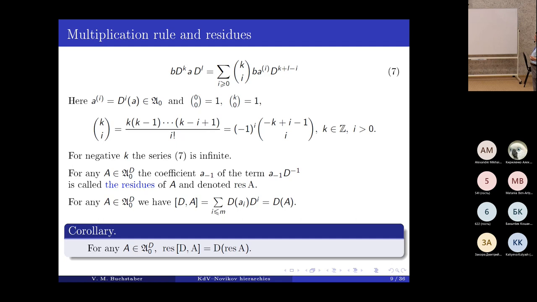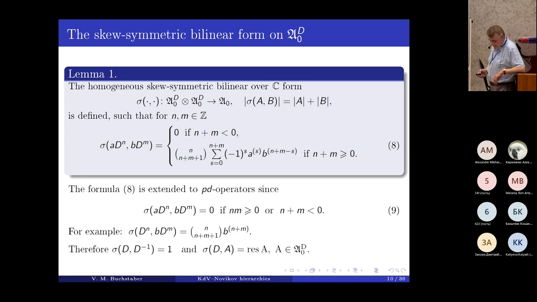Definition. For any pseudo-differential operator A, the coefficient a_-1 is the residue of A, denoted by res A. It is nothing else than the differential polynomial which is the coefficient at D^-1. And we obtain the formula for any PD operator: the commutator we can describe in this form. More, if we consider this commutator and calculate the residue, we obtain nothing else than the application of the derivation to the residue. It is a simple but important formula.